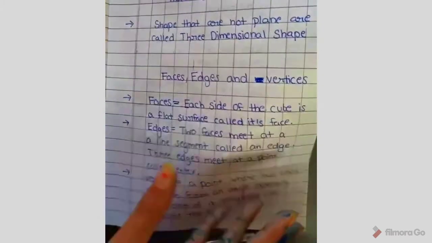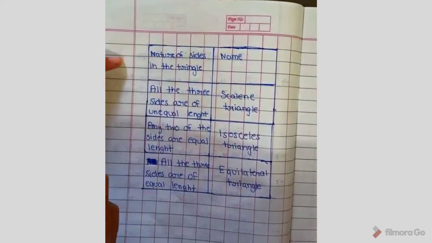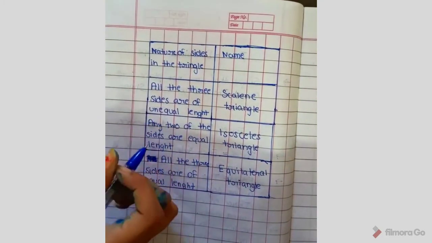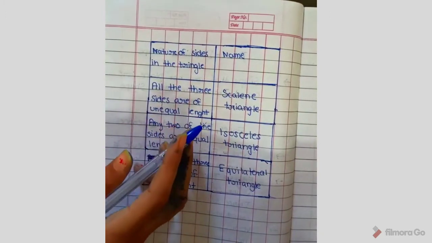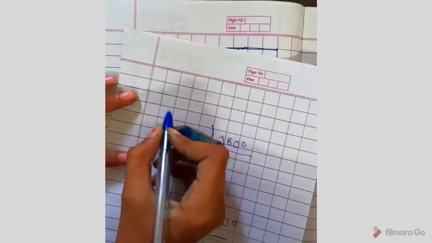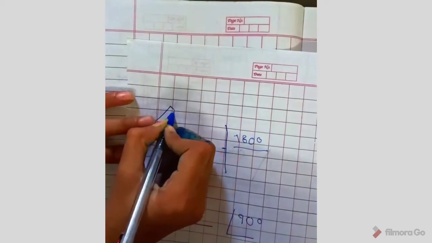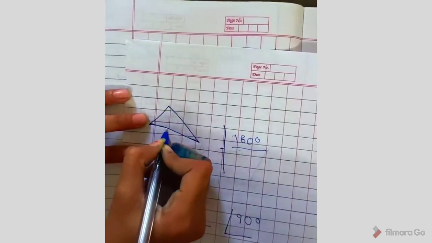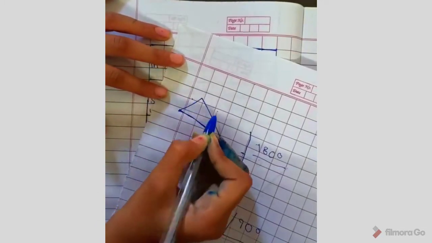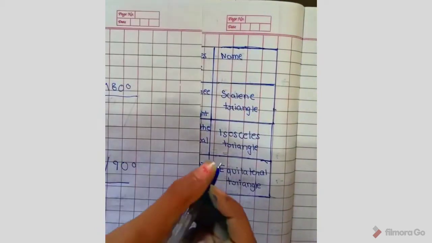Now let's move further. Now there is a table: nature of sides in the triangle and their names. The first is where all three sides are of unequal length, and that is known as a scalene triangle. Suppose we take all three sides, one is short, one is taller, and one is very tall. You can see this is a scalene triangle, meaning all three sides are of different length. So this type of triangle is known as a scalene triangle.